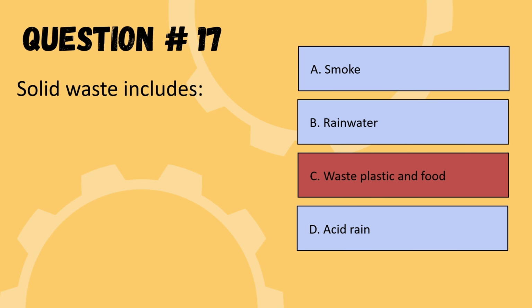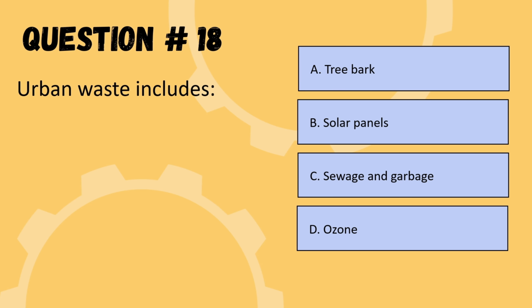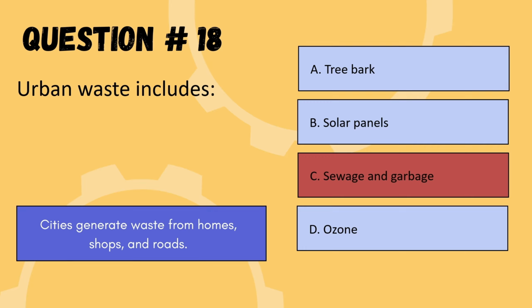So we are moving to the next question. Next question is, urban waste includes. Options are tree bark, solar panels, sewage and garbage, and ozone. So the correct option is option C, sewage and garbage.